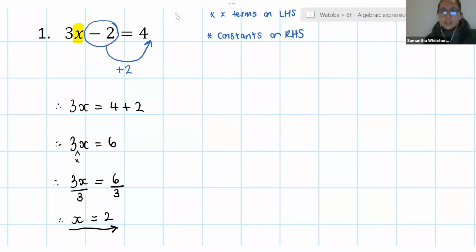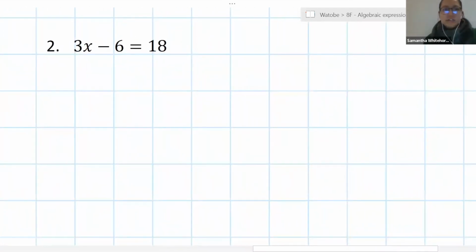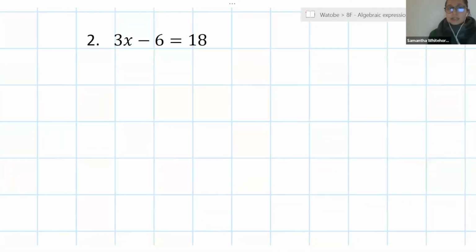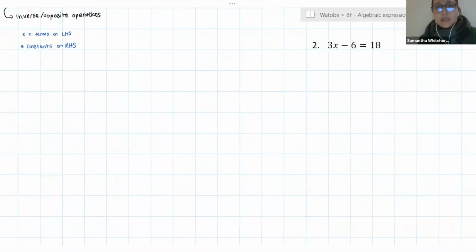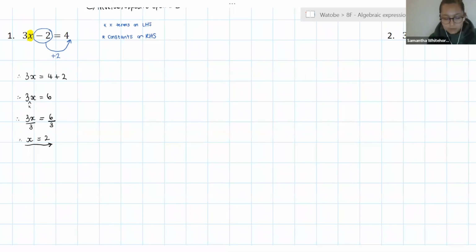Okay, take a screenshot if you need, so we can have a look at the second one. So here we've got 3x minus 6 is equal to 18. So what I'll do is, I'll do it like this, so that you can see what we did in question 1, but I would like you to try question 2 by yourselves. So see for me if you can find the value of x. Just again, LHS, RHS, left-hand side, and then RHS, right-hand side. I'm just very lazy. I didn't want to write it out. I'm sorry.